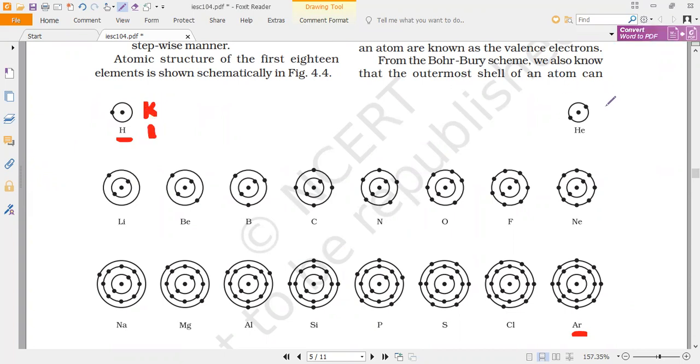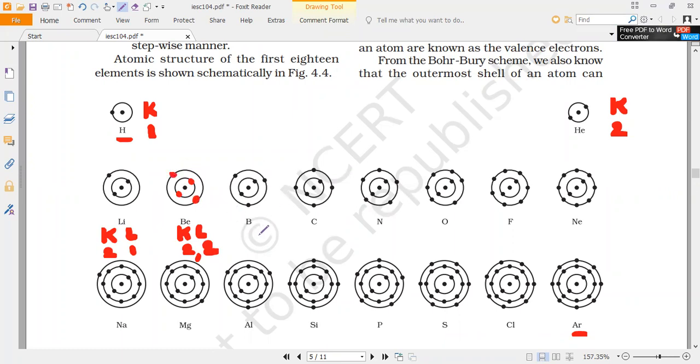So hydrogen electronic configuration, tell me what is that? K1. Helium electronic configuration, everybody, K2. Next lithium electronic configuration, K L. What will come? 2, 1. Next, beryllium electronic configuration. K L, 2 and 2. Clear? See here 2 and here 2. That is what you have to remember.